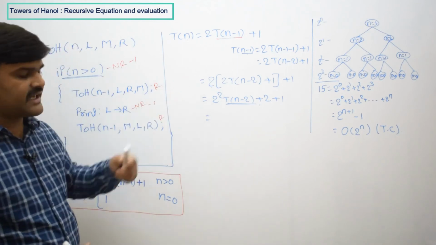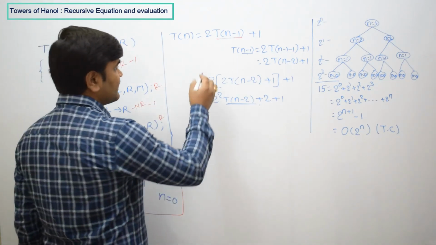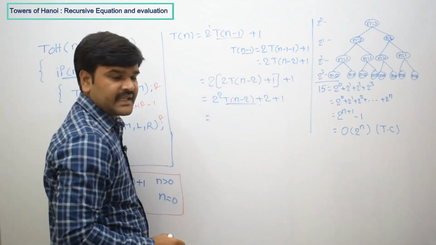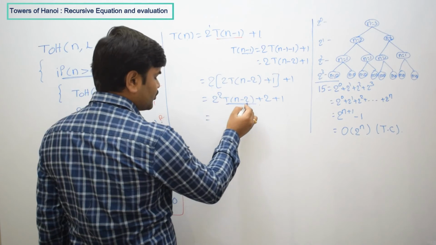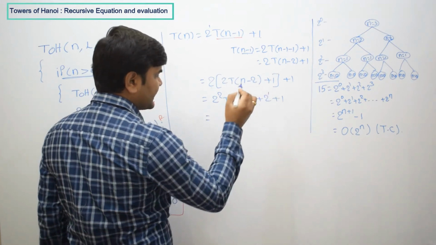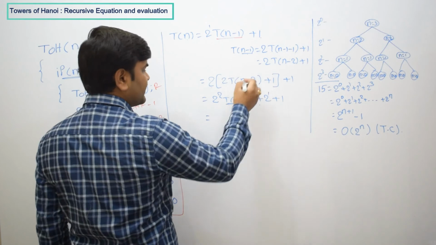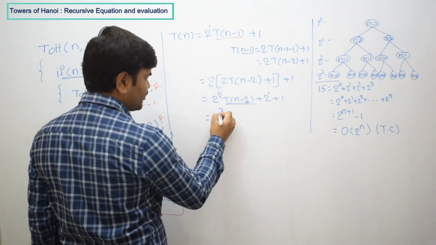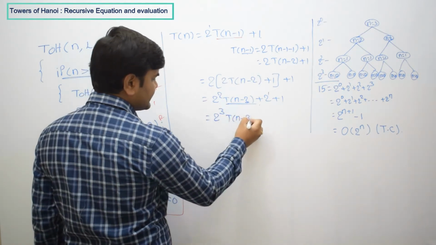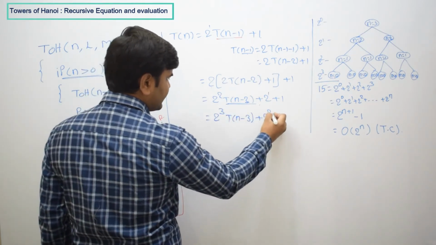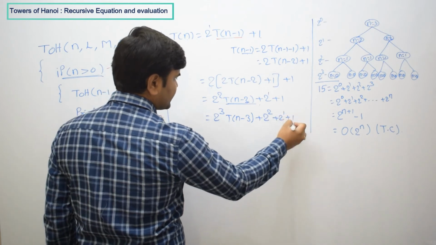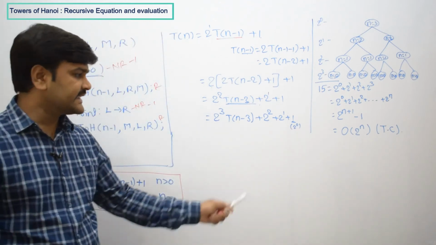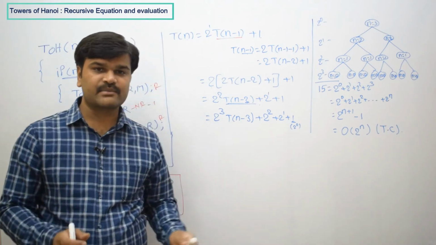Okay. So again, the same way we have to find. Here 2 power 1, and here 1, and here 2 square, and here 2 power 1 actually is the maximum term. So even for here, if you substitute this one, you will get 2 cube T of n minus 3 plus 2 square plus 2 power 1 plus 1. So here 1 you can take as 2 power 0. Okay, this is actually from here to here in geometric progression.